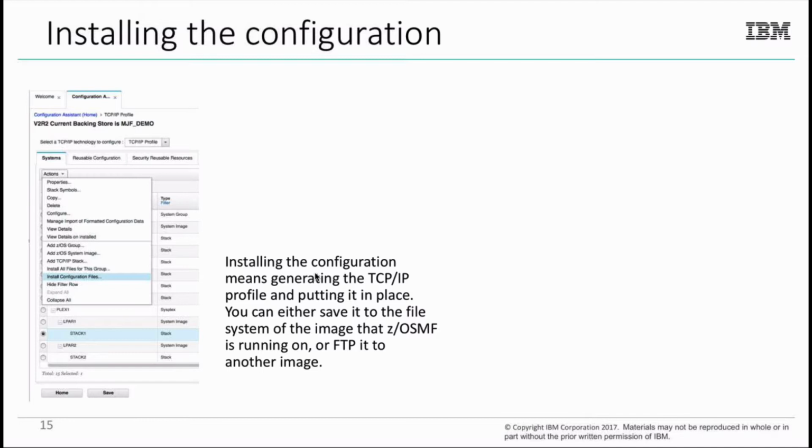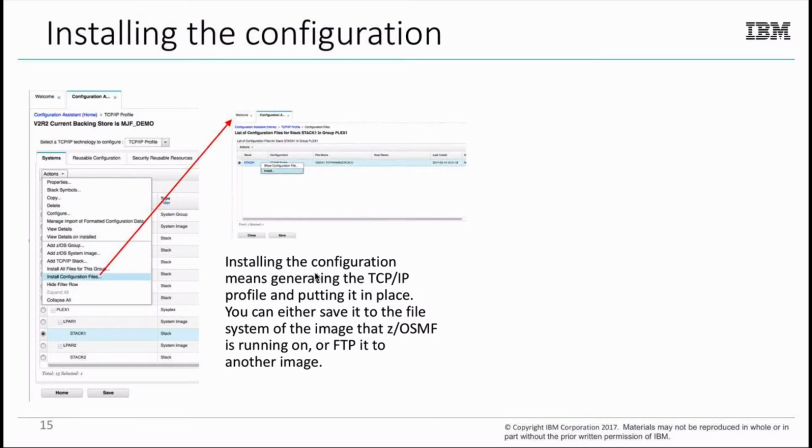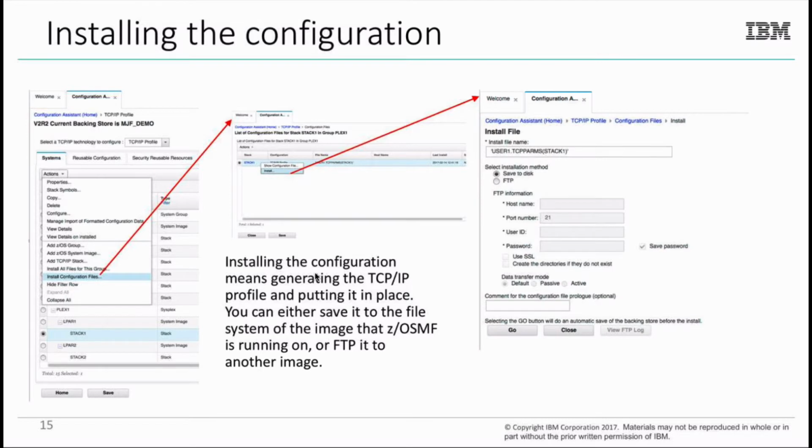So when I go back to my systems tree, you can see here I've selected stack 1 out of LPAR 1 that's in Plex 1, clicked Actions, pulled down and selected Install Configuration Files. When you do that, it takes you to a screen that lists the configuration files to install, which in this case is the TCP/IP profile for stack 1. I can right-click on that or pull down Actions and click on Install.